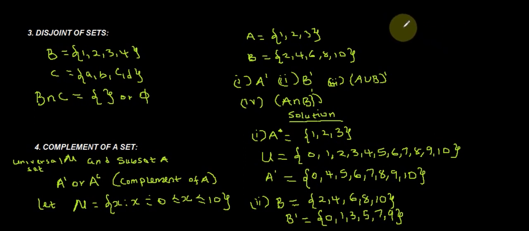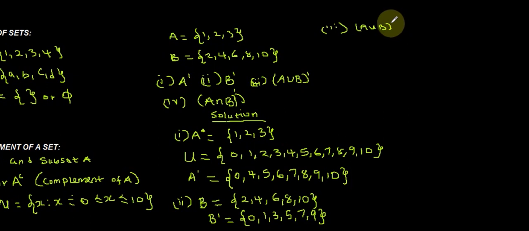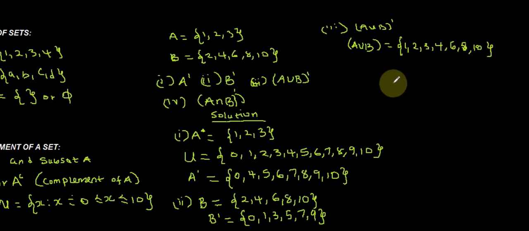Okay, so the third one, what we're asked to find, the complement of the union, (A union B) complement. First, let's look at what A union B is. I've explained earlier that A union B means join the two elements in A and B without repetition. So we have 1, 2, 3, 4, 6, 8 and 10. Right? Okay.